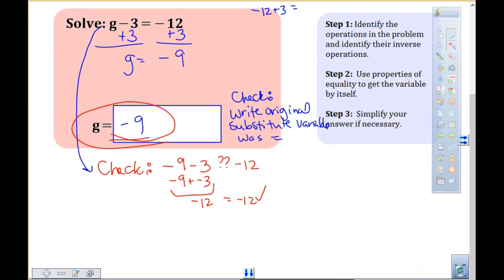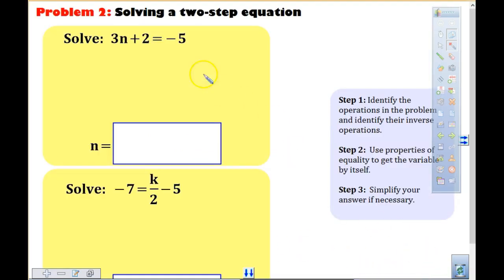The next problem in your notes that you saw, what's this one? 3n plus 2. Was this in the video that I had? It was, yeah. So we're going to subtract 2 from both sides. And we ended up with 3n equal to negative 7. And the inverse operation of multiplying by 3 is to divide by 3.